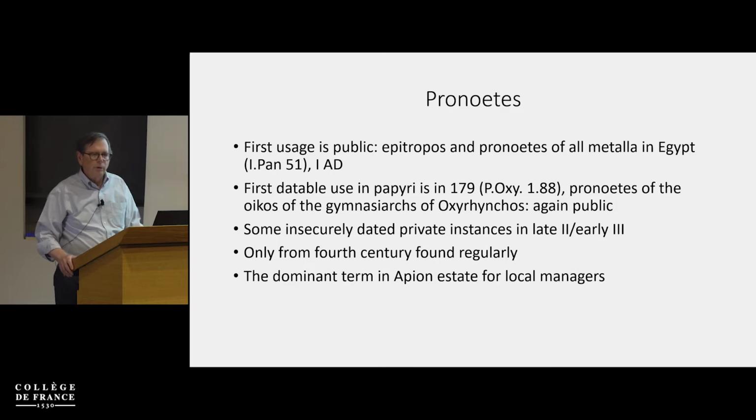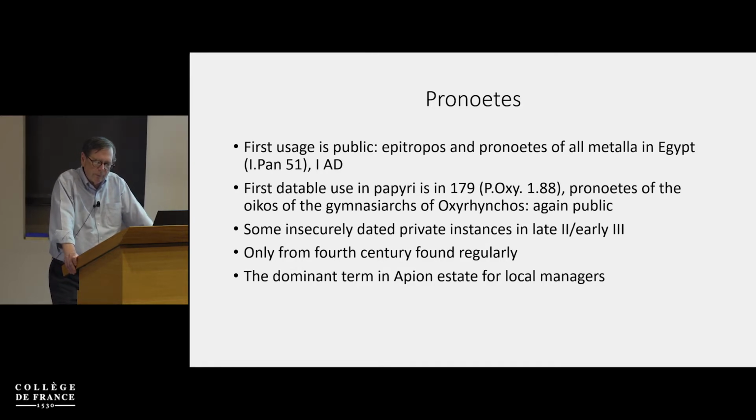Pronoetes is even later in use. It is attested in the 1st century AD for a freedman serving as epitropos and pronoetes of all the metalla of Egypt in inscriptions from the eastern desert, thus used in a public situation, as we see in Pont du Désert 51. The earliest securely dated attestation in a papyrological document is not until 179.